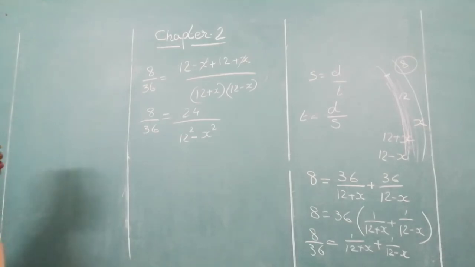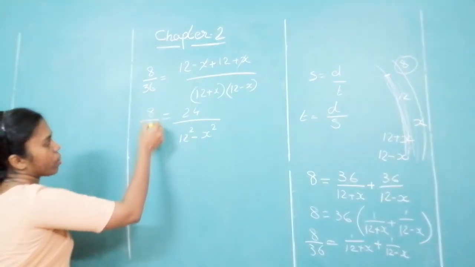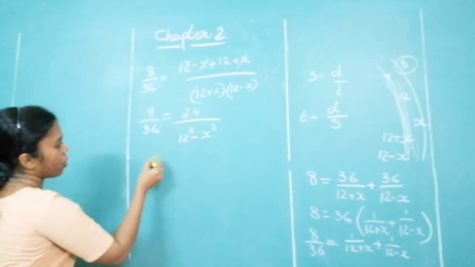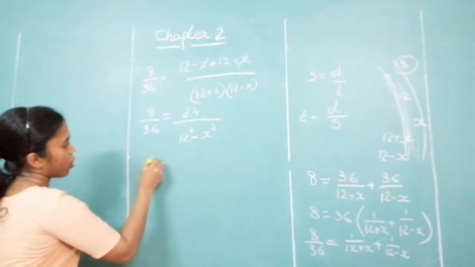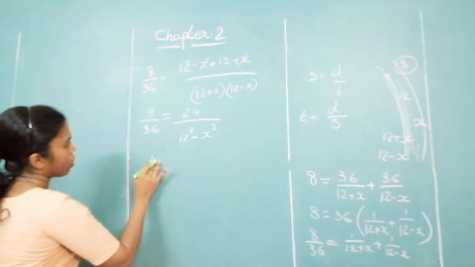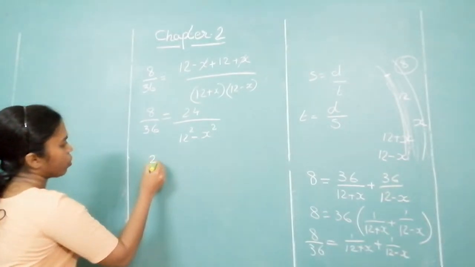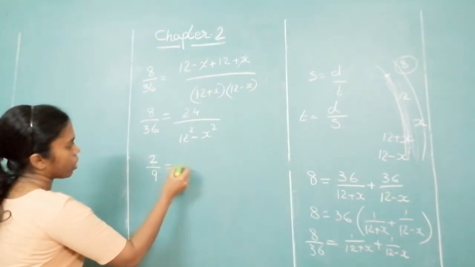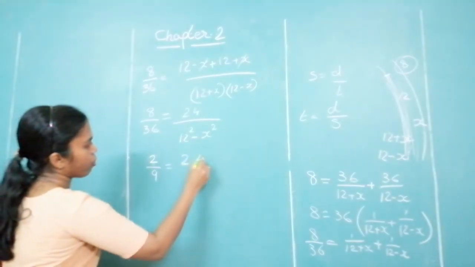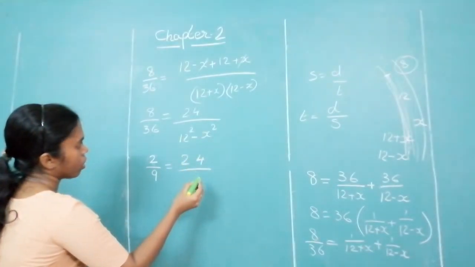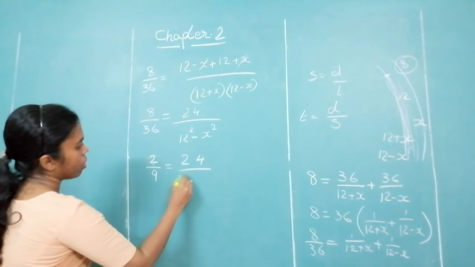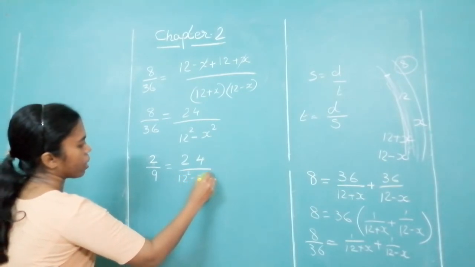Now what do we have to do? There is something that will get cancelled over here. What is common? 4 is common. So you will have 2 upon 9 is equal to 24 upon 12 square minus x square.